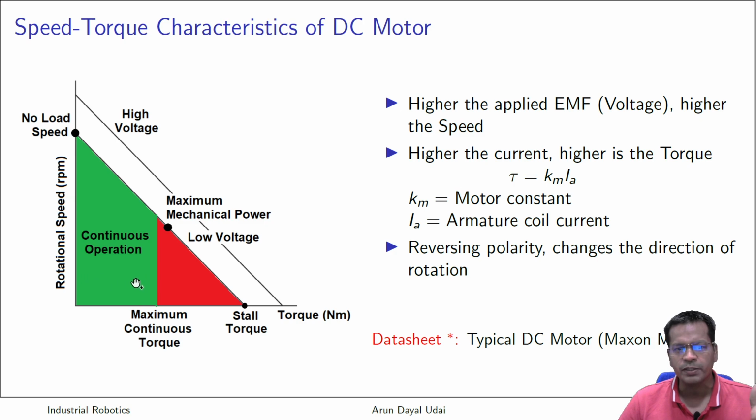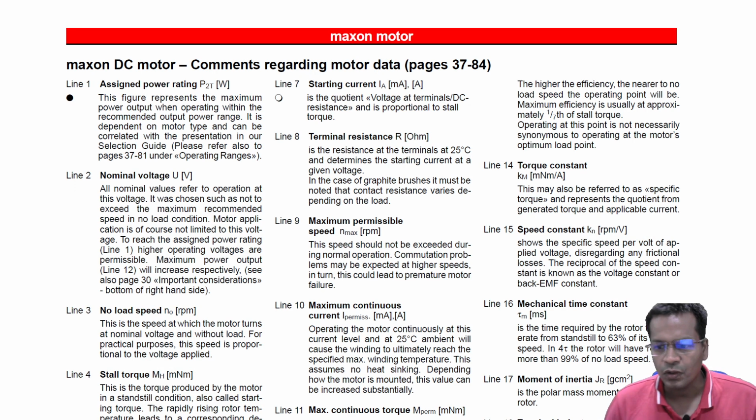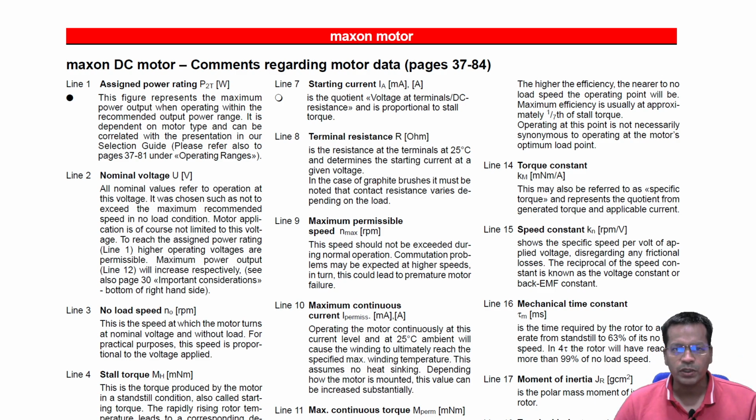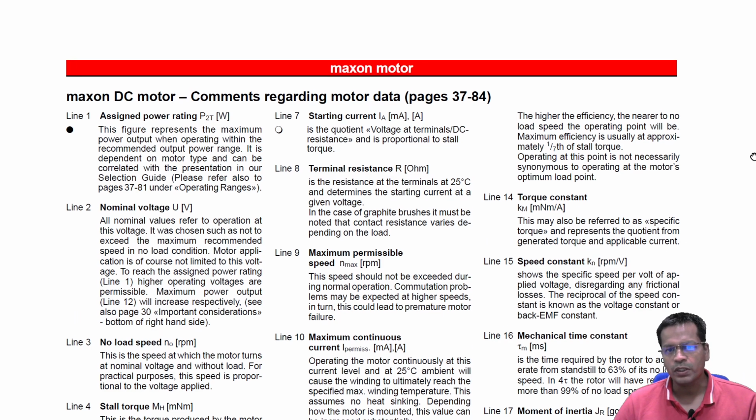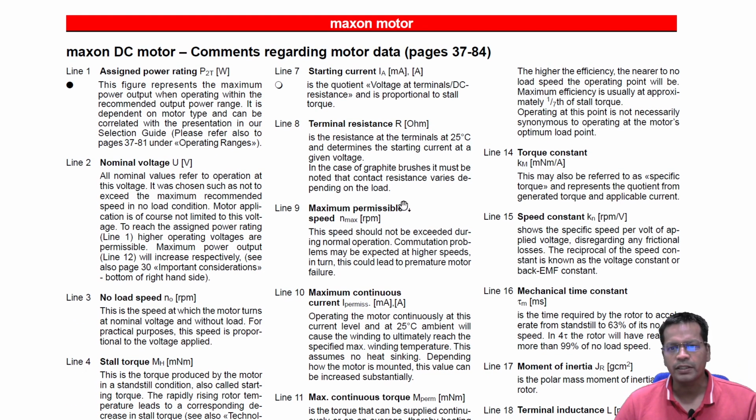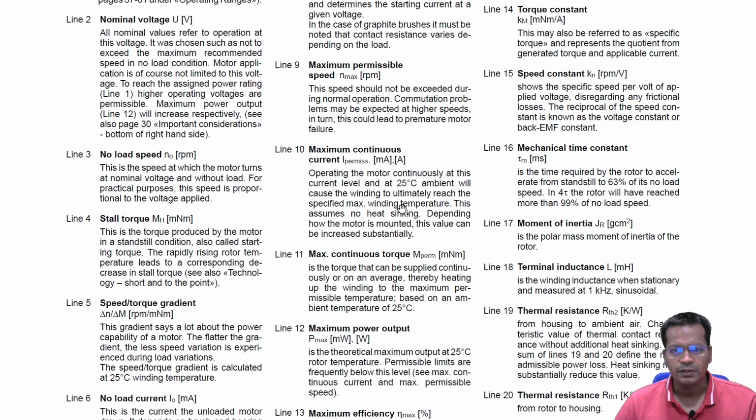Where your load should vary between this and this, 0 to this, and speed will accordingly change. So this is one of the very important characteristics which is given in the data sheet also for any electrical DC motor. So I'll go now to this type of motor data sheet. This is your typical Maxon motor data sheet, which is one of the very popular makes of manufacturer of DC motor. They give you this detail. This is why I have chosen this particular data sheet.